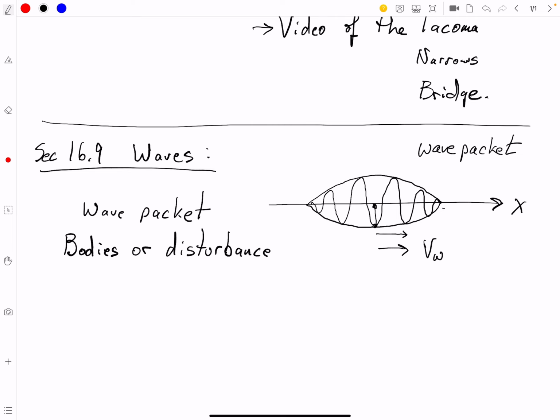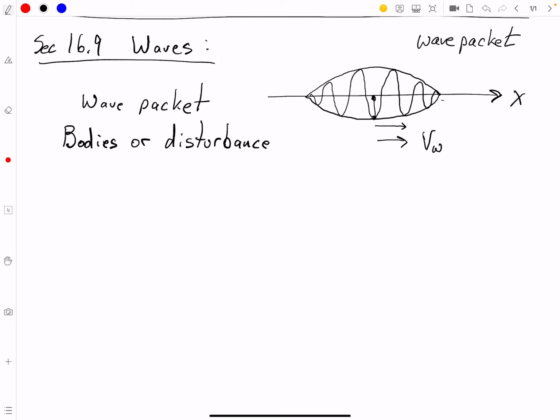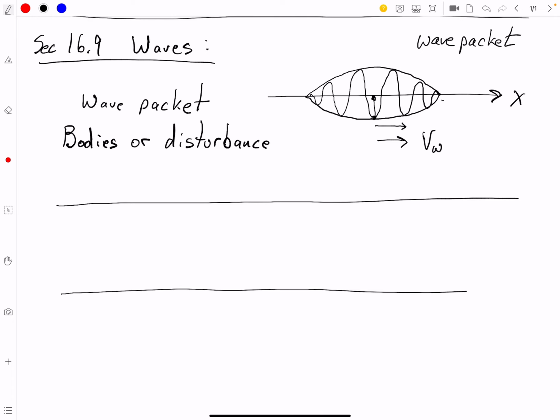A uniform set of waves comes in. So here we have our wave situation.